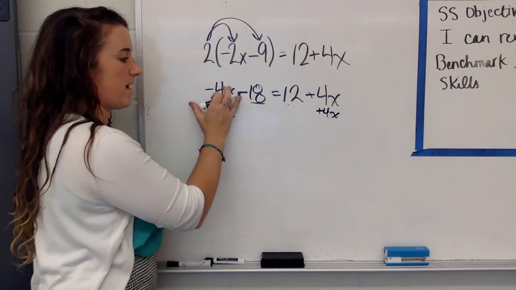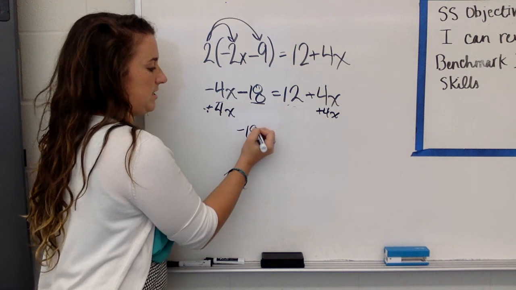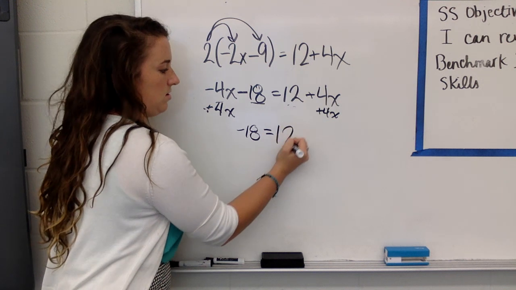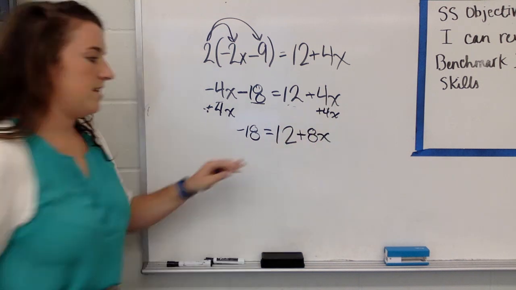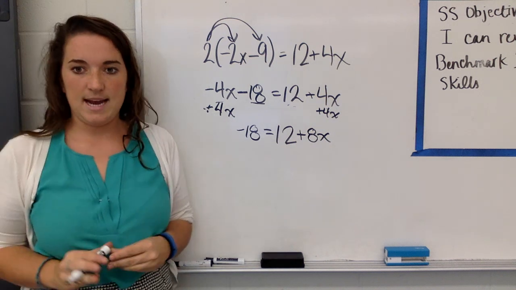Negative 4x plus 4x equals 0. So I just have negative 18. On the other side, 12, and 4x plus 4x equals 8x. So negative 18 equals 12 plus 8x.